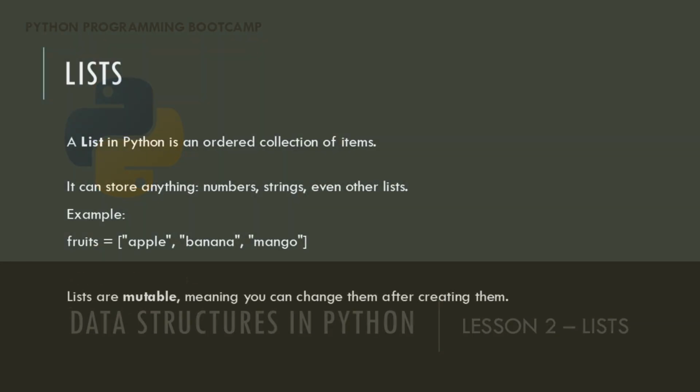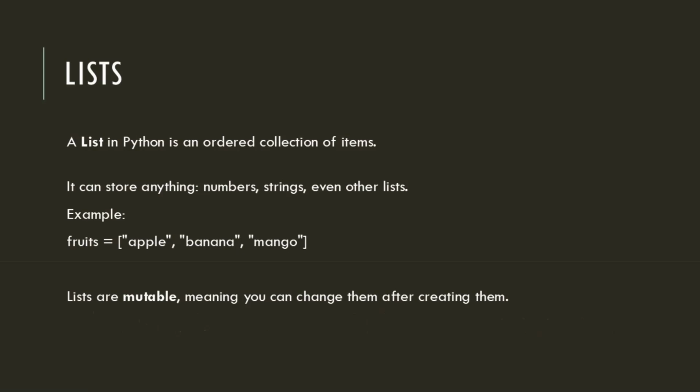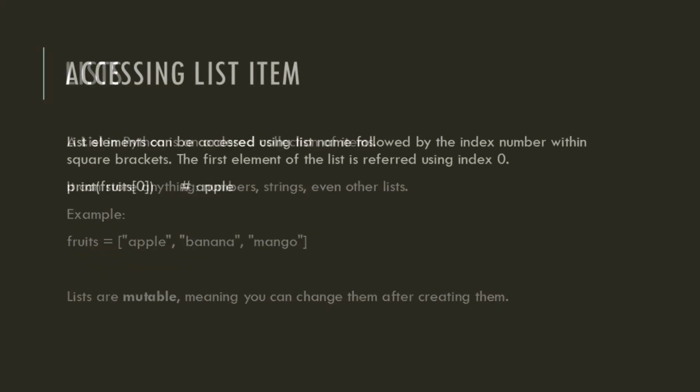A list in Python is an ordered collection of items. It can store anything, numbers, strings, even other lists. Example, fruits equal to apple, banana, mango. Lists are mutable, meaning you can change them after creating them.